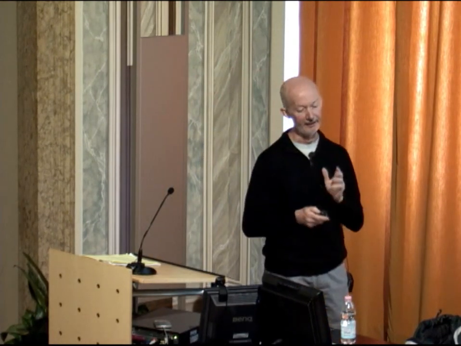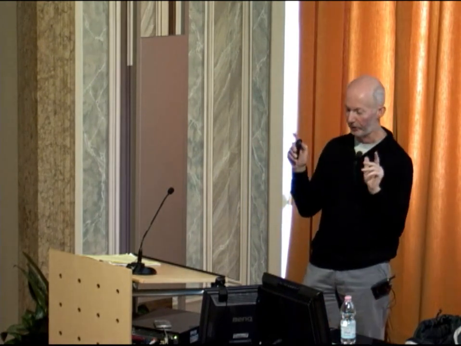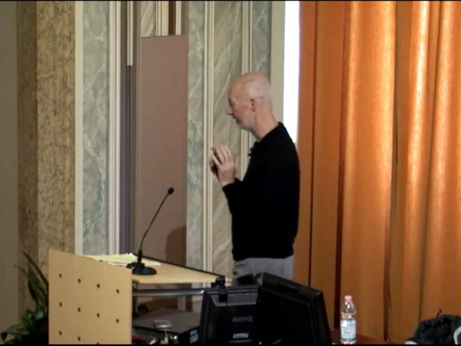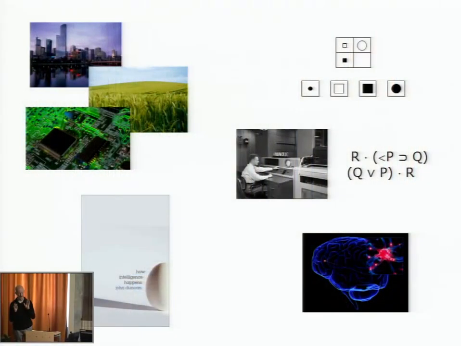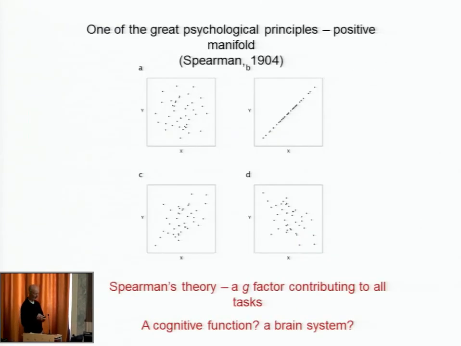But I'm going to begin with the study of so-called intelligence testing, of the study of individual differences in human cognition, and what I think is one of the core discoveries of experimental psychology and how we might think about explaining it. This comes from the work of Spearman at the beginning of the 20th century. As I say, one of the great psychological principles. This is one of the few things in psychology you can write down as a strong regularity or fact and say that this applies very generally.